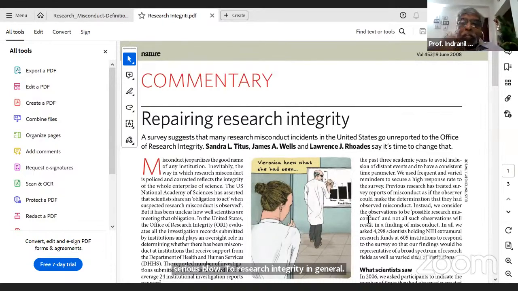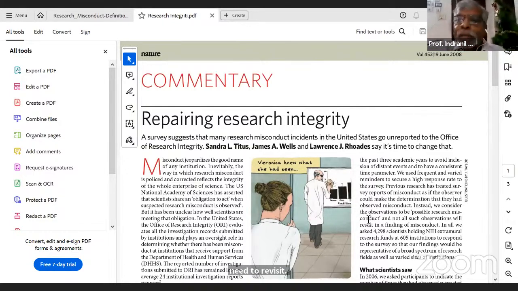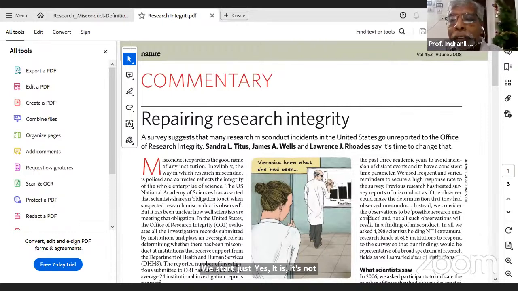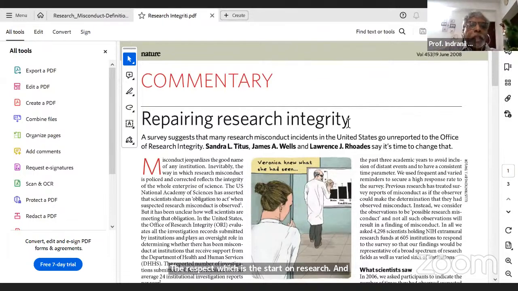So we need to revisit and do our best, because you see, people value researchers to a great extent. Therefore, it's our bounden duty to ensure that we are able to reciprocate the respect which is bestowed on researchers. And therefore, this improvement in the research integrity is of a very, very high order. It's very, very important.